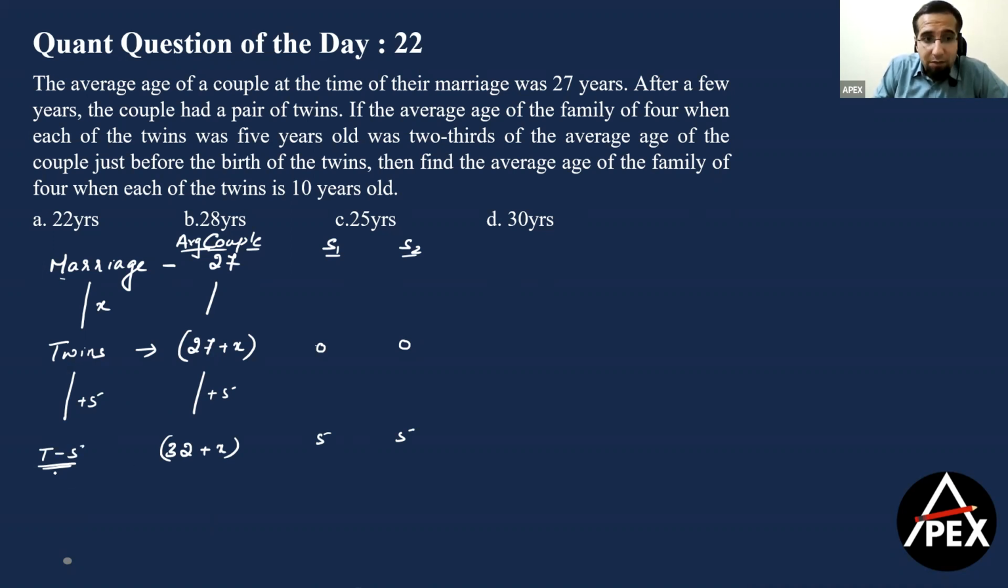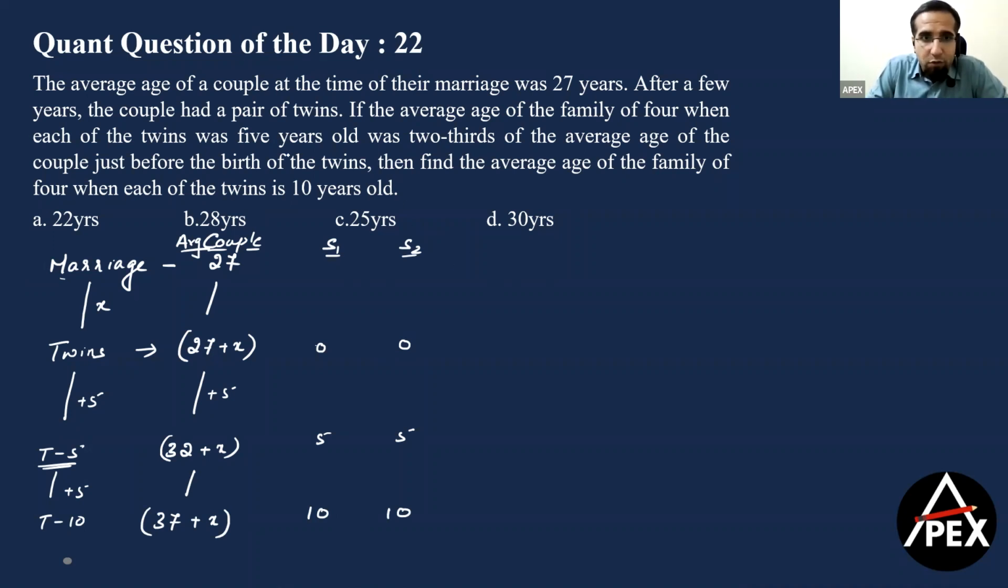Now the question is asking us to find the average of the family of 4 when each of the twins is 10 years old. That means another 5 years from now, which means the average age of the couple will be 37 plus x, and each of the twins will be 10 years old. Now this is the scenario that we have. We'll calculate the total later.